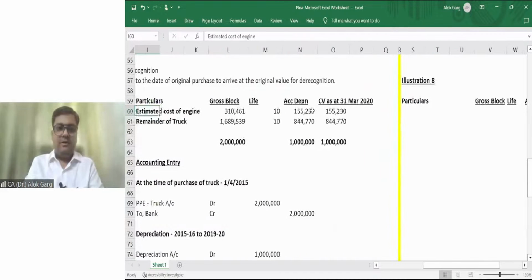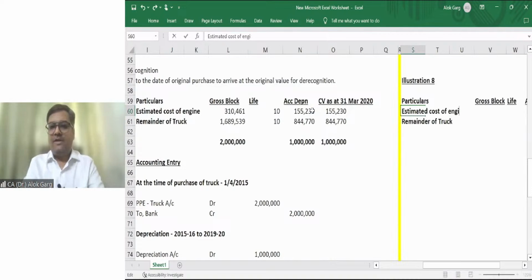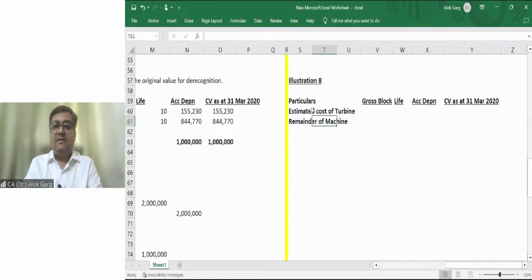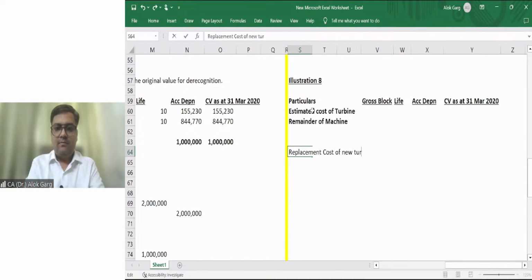Particulars, then your estimated cost of turbine and remainder of the machine, right? So before that, I need to arrive at the estimated cost of the turbine because the total value is given, which is 1 crore. Replacement cost of new turbine: how much is it? The replacement cost of new turbine is 45 lakh rupees.